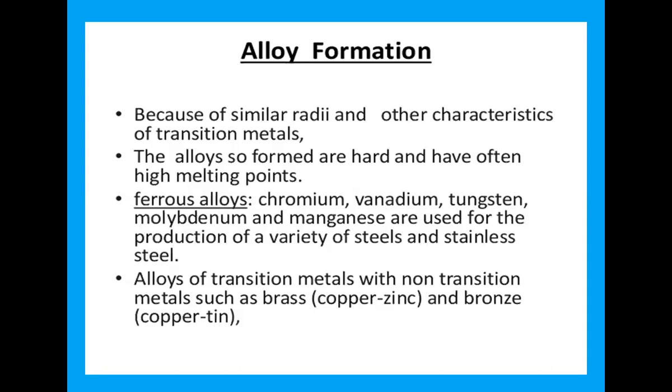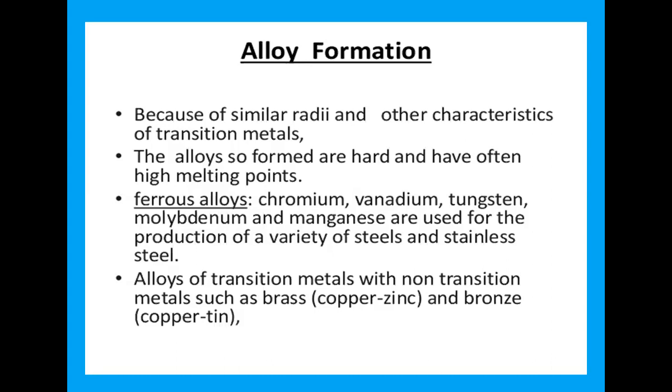Ferrous alloys with chromium, vanadium, tungsten, molybdenum, and manganese are used for production of varieties of steels and stainless steel, and railway tracks. That metallic strength, that tensile strength, is developed by forming alloys of iron with chromium, and these alloys possess a high melting point.